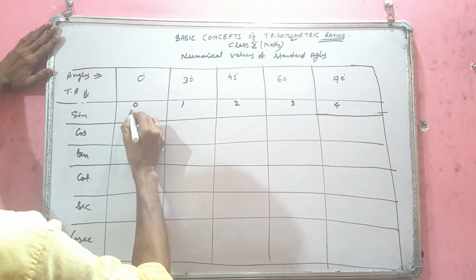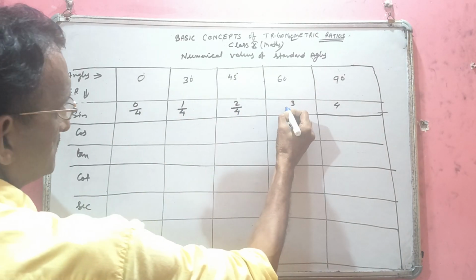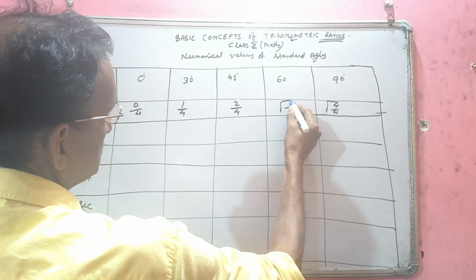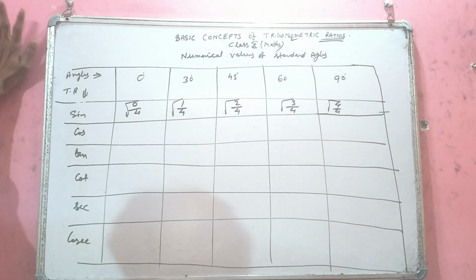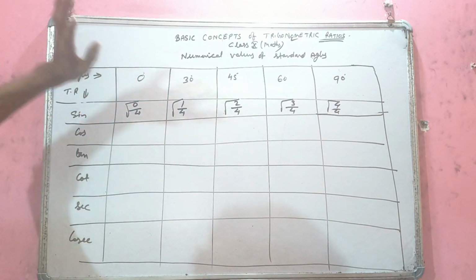From 0 to 4. Divide by 4, divide by 4, divide by 4, divide by 4, divide by 4, give a square root, give a square root, give a square root, give a square root. This much only you have to remember. 0, 1, 2, 3, 4 by 4 by 4 by 4 and root sign.